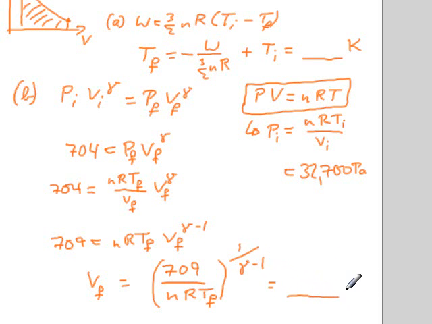and because everything is in standard units, this will also come out to cubic meters. And then I might as well do it. So I'm going to do this one up here, which says negative 825 joules divided by parentheses 3 over 2 times 1 mole times 8.31, and then add to that the original 393 kelvins, and I come up with a rounded 327 kelvins right here. And then I take the 327 kelvins and plug it in right here.